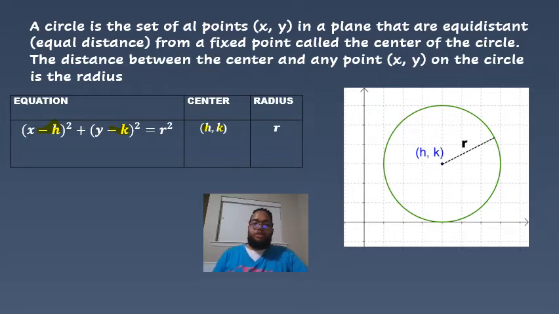The other thing that you'll notice is that in the equation, r is squared, but the radius is just r, which means whatever your equation equals to, whatever number they give you, you're going to square root that to get the radius. Or if they give you the radius, you're going to have to square it to put it in the equation.